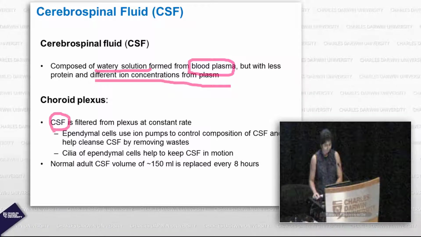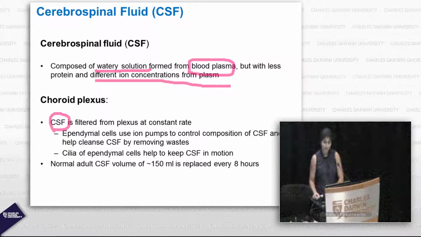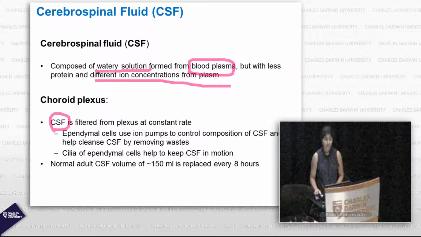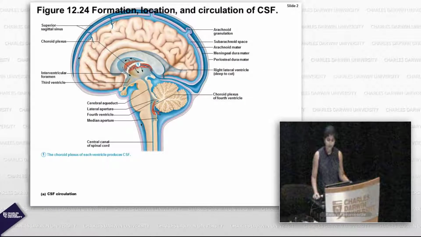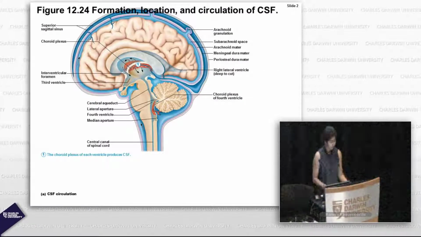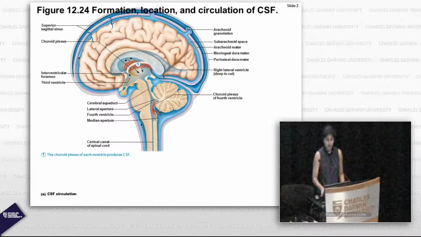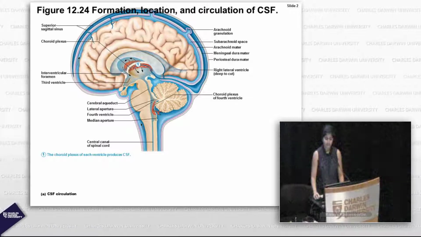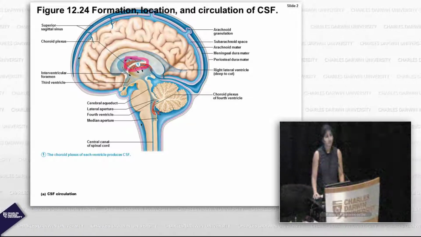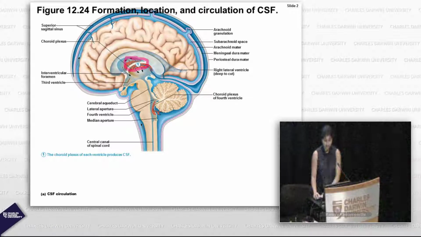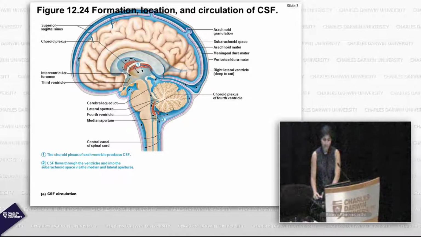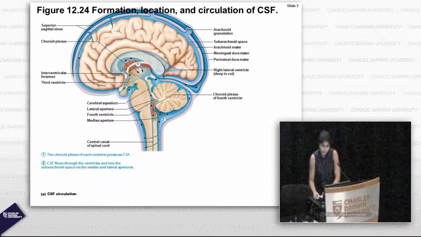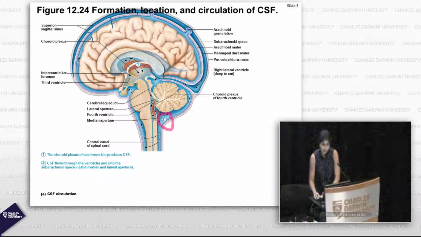And also CSF is important because it protects and also nourishes. It provides the nourishment necessary for your brain structures. Okay? So here you can see the choroid plexus, marked 1 there, which actually produces CSF. And then it slowly moves into the subarachnoid space, number 2, here. So the CSF takes a path and moves into the subarachnoid space.